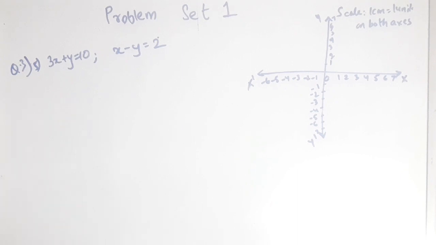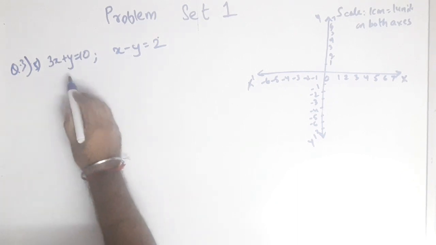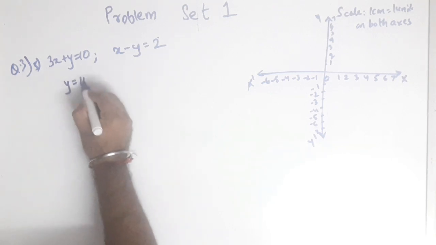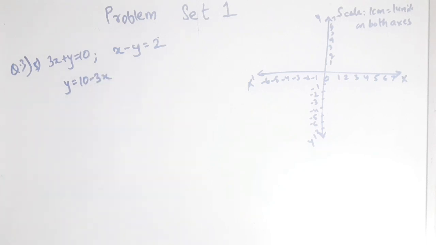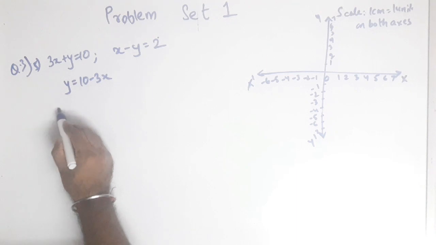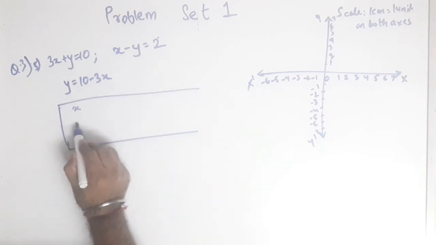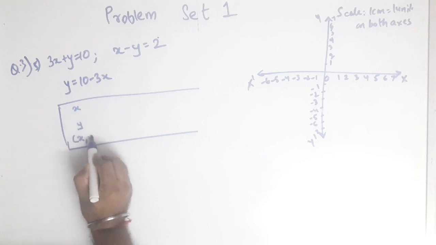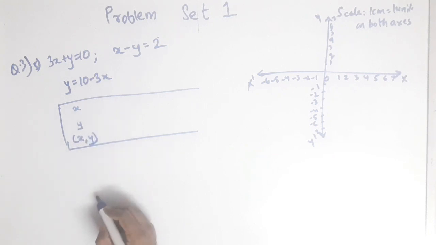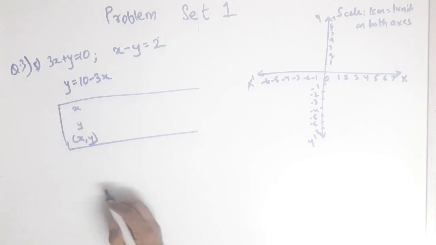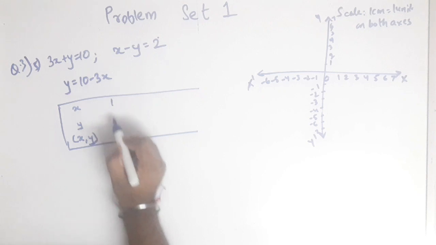So we are doing fifth one now. Your first equation is 3x plus y equals to 10. I'll take this as y equals to 10 minus 3x. So solving y will be easier for us. Okay, so let us draw the table. This is x, y, x comma y. Now because we have to solve y, so x I'll assume. I'll take this as 1.